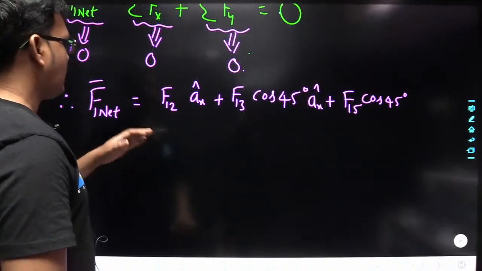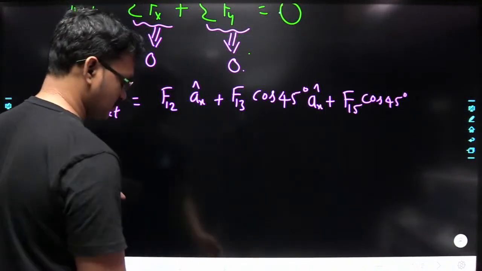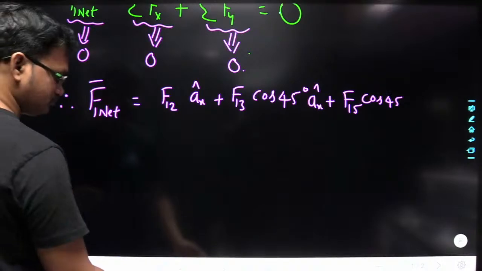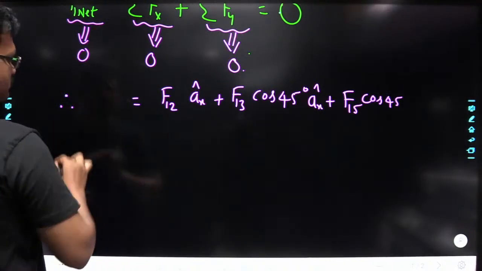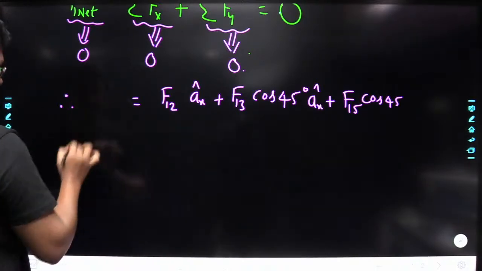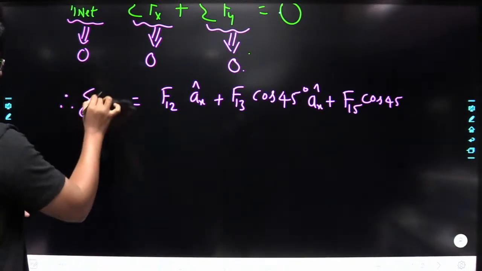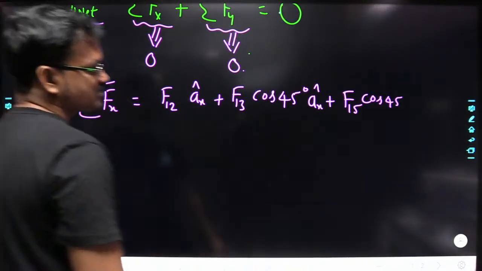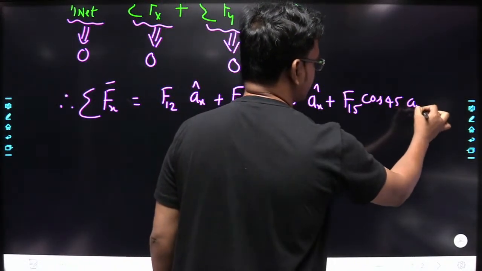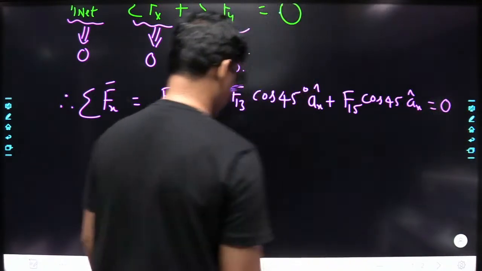Okay, so this is the summation of what? Sorry, this is not F1 net here. So this is the summation of what? Summation of all x components. Okay, so this must be equal to what? This must be equal to 0.